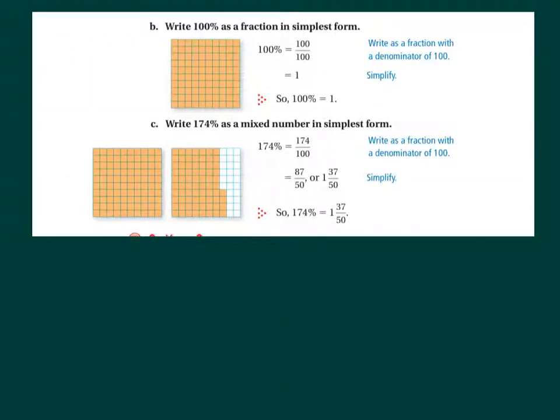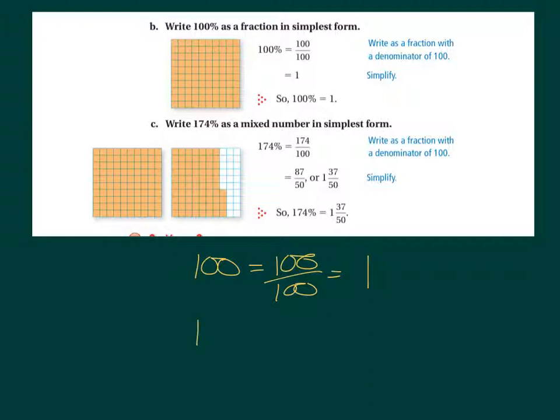So a couple more examples. This is very similar. Notice when we have 100%, it's just going to be equal to 100 over 100. And we know any number divided by itself is 1. So we know that the entire thing is filled up, one whole, 100%.